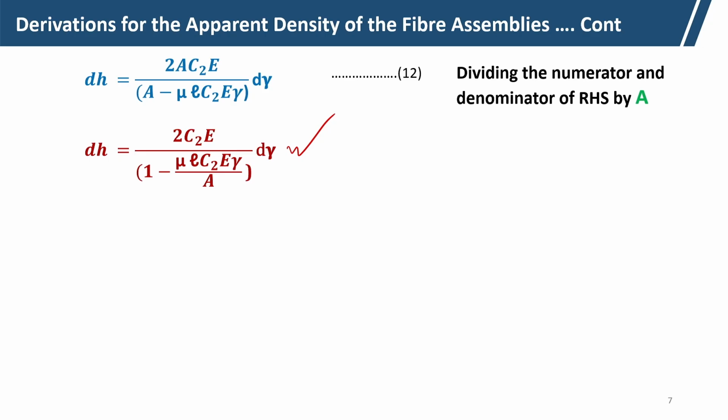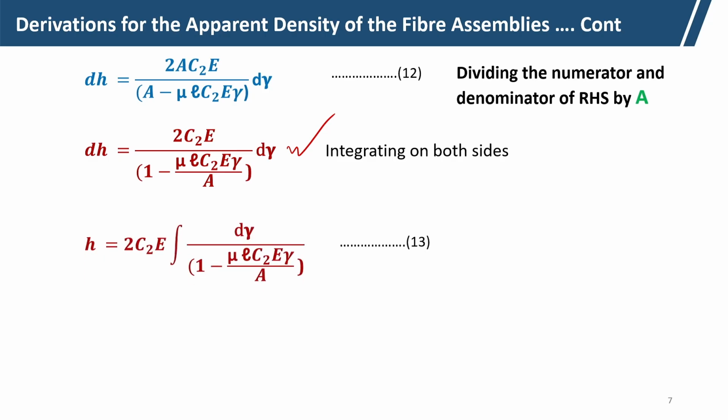Now we will integrate both sides. After integrating we get this value. So dH becomes H, and 2 C2 E are constant values, and then the integration of d gamma by the total denominator here. And what are we getting?